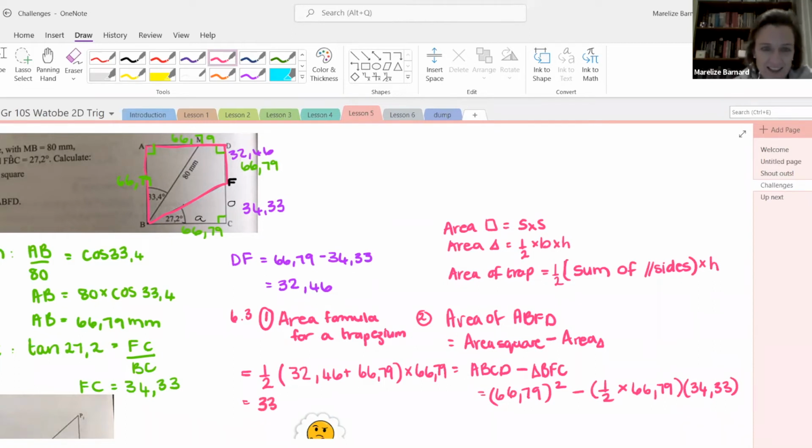And that's what I get for the first option. So if you use the area formula of the trapezium, well done. It's 331,45. Fingers crossed we get the same for the other one. Should do. And we do. Yay. Nice. Excellent work, everyone. That was a good question.